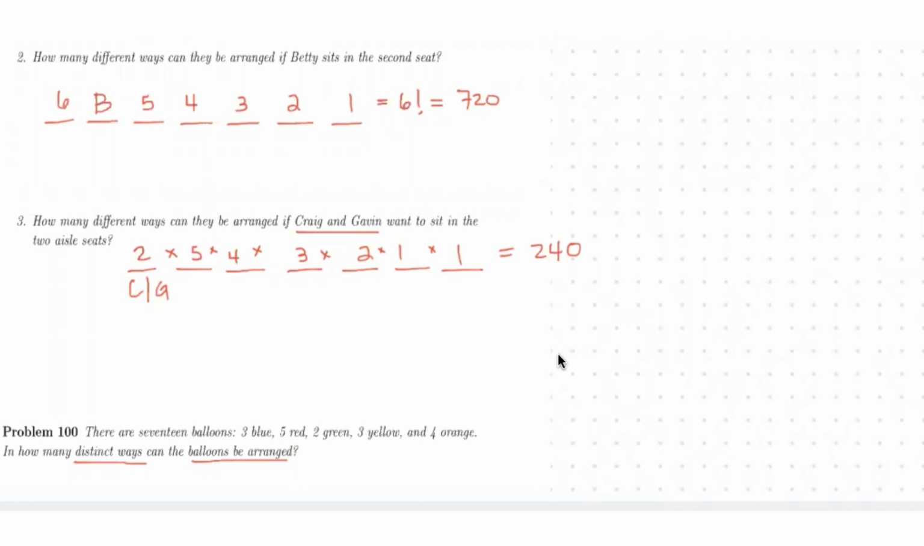Do you understand this? So we have 17 factorial divided by 3 blue, 5 red, 2 green, 3 yellow, 4 orange. Don't forget the parentheses. I'll give you a minute. Those of you who have a calculator, compute and give me a number. If you don't put the parentheses, the answer will be different.